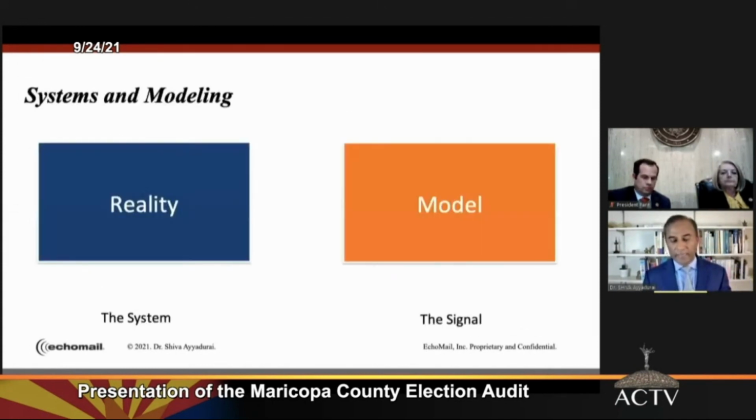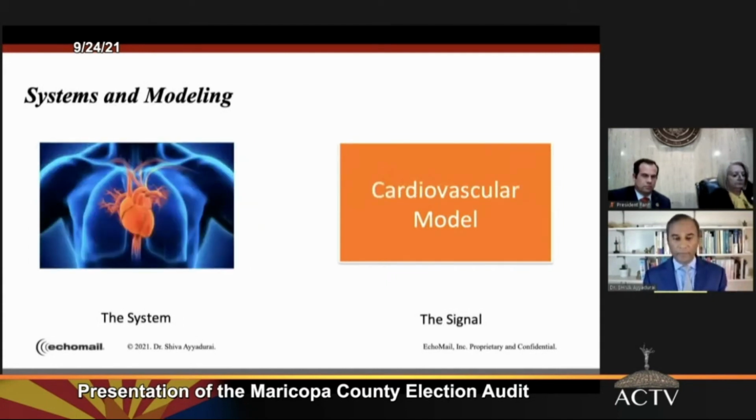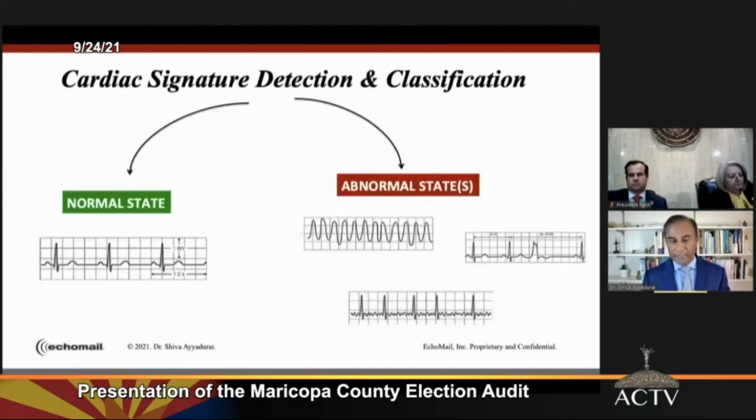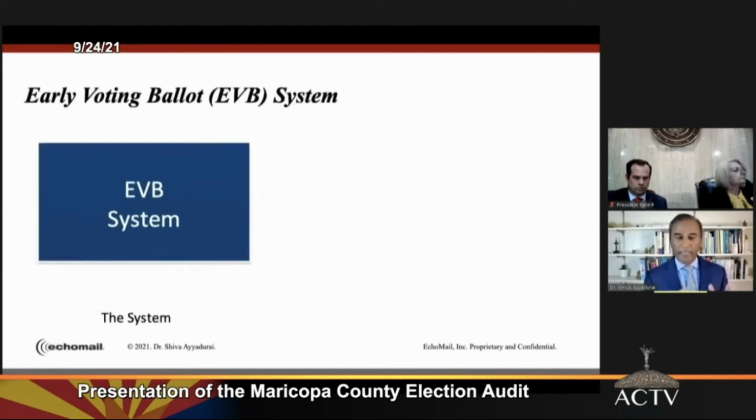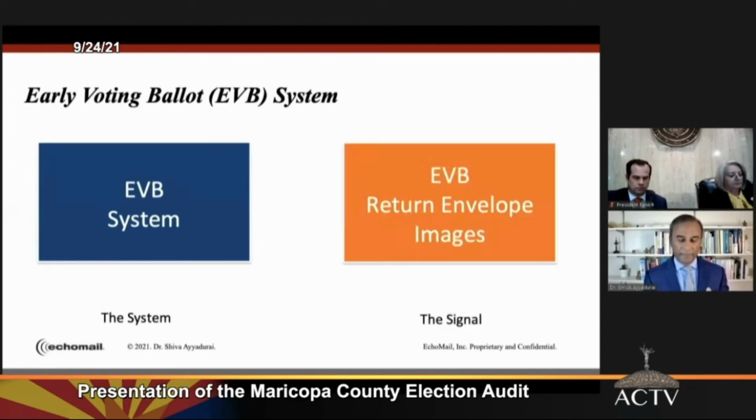But the reality in this area is you're looking at the particular real world, and you have a model. You can look at the heart, and you can look at the cardiovascular system of that. And you can say, hey, I have some states of this system which are normal signals, and some states which are abnormal signals. So in this case, what we're looking at is we have the early voting ballot system, and we have the early voting ballot return envelope images. These are the signals that we received to try to figure out what's going on inside that system.